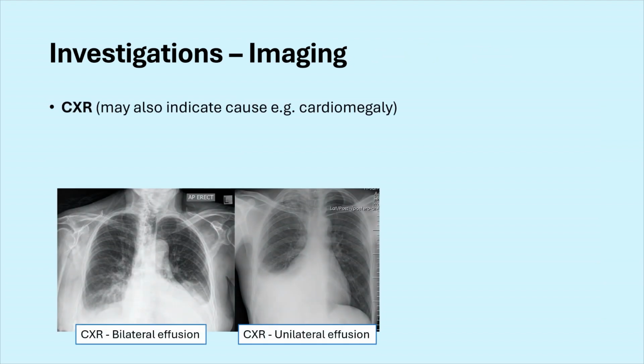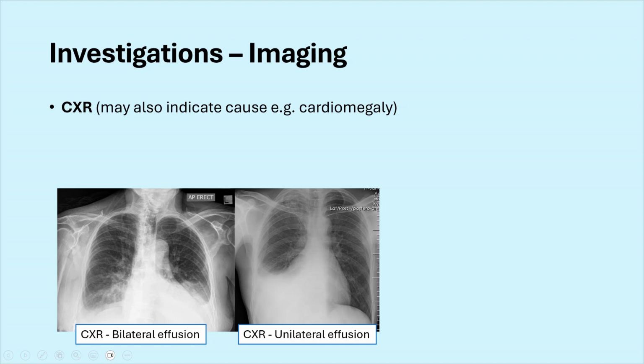Now, how do we investigate in terms of imaging? Generally speaking, chest x-ray is the first initial investigation we tend to do. It can sometimes also identify the cause of the effusion, such as cardiomegaly, which could suggest a transudative effusion. But generally speaking, as you can see in these two x-rays, in bilateral effusion, there is a blunting of costophrenic angles on both sides of the lungs, whereas in unilateral effusions, there's only blunting on the one side of the lung.